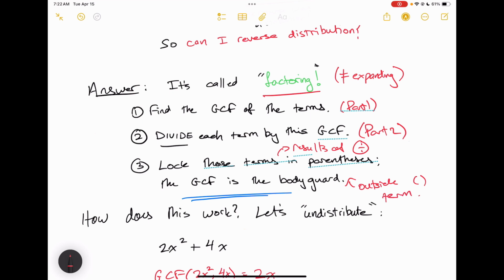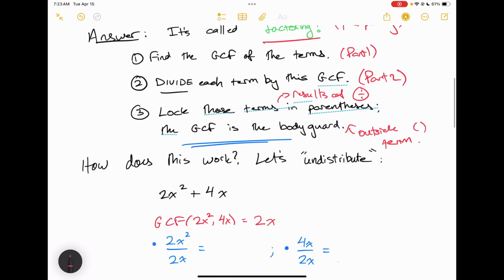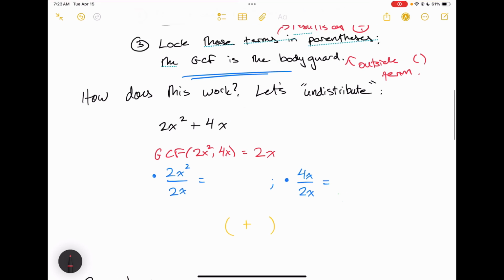How does this look? This is fairly new. Well, you might have seen the distributive property or double distribution before. I'm almost certain you have not seen this before. So let's learn how to undistribute.